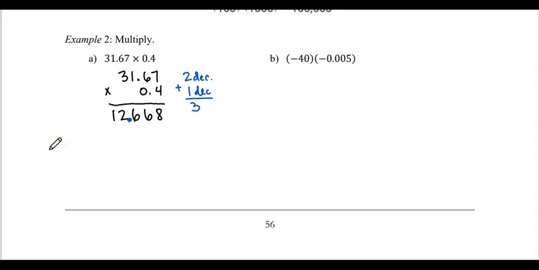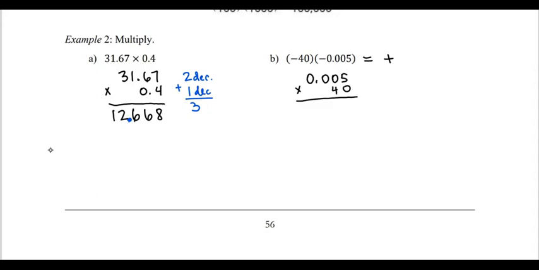Next example, we have negative 40 times negative 0.005. So negative times negative is going to give us a positive number. You can put a plus sign just so you remember it's going to be a positive number. And then let's go ahead and start multiplying. So what I'm going to do is take the 0.005, use it first, multiply by 40.